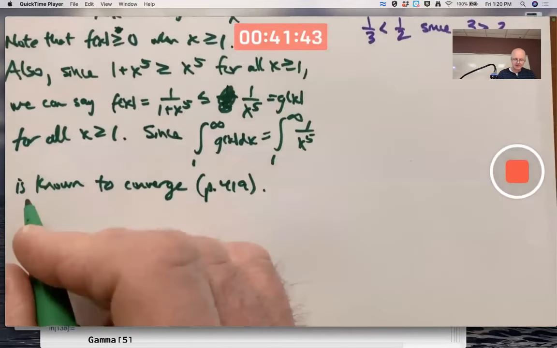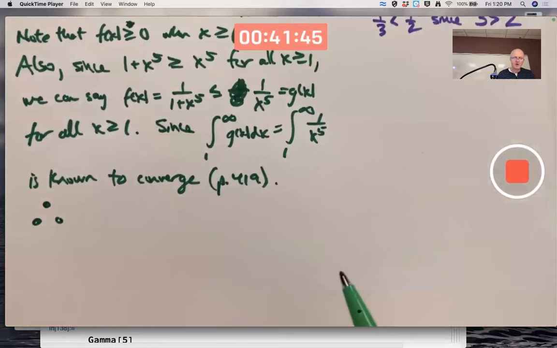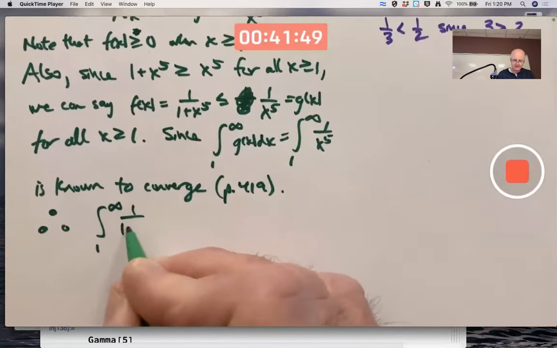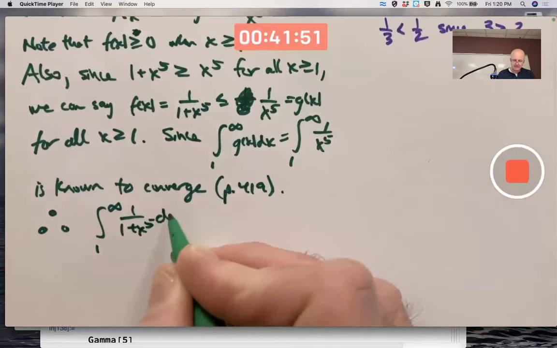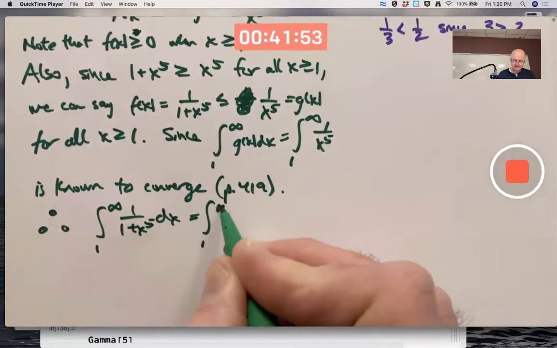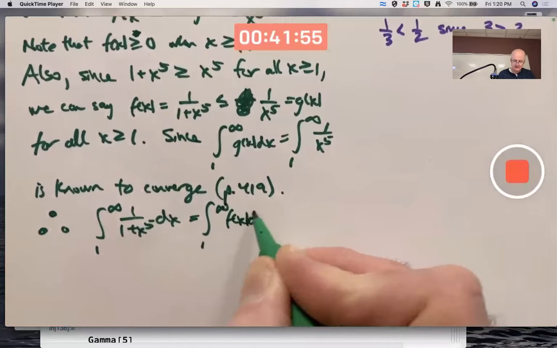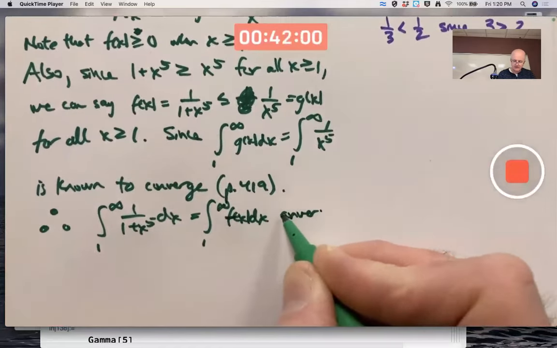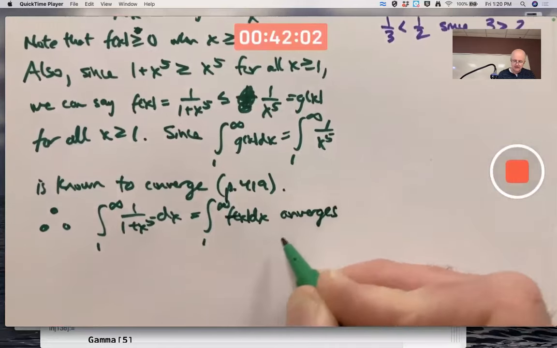3 dots means therefore, 3 dots. Therefore, the integral that we're interested in, which is the same as the integral of the f of x, converges as well.